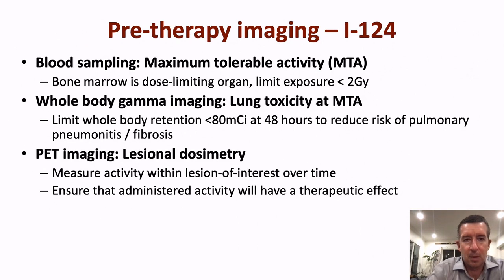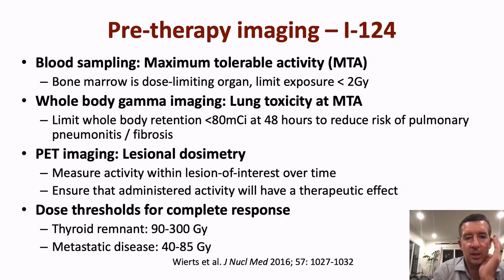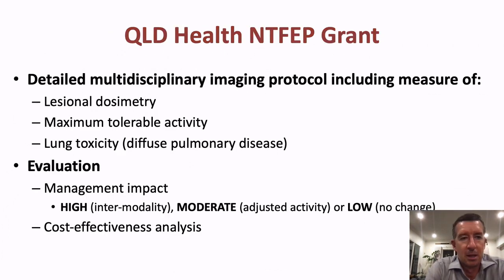So in terms of our approach to imaging at the Royal Brisbane, we use serial blood sampling to assess the maximum tolerable activity. We also evaluate for lung toxicity at that activity and can perform lesional dosimetry, measuring the activity within the lesion of interest over time to ensure that that activity will have a therapeutic effect. Our Queensland Health New Technology Funding Evaluation Program grant set up this multidisciplinary imaging protocol, including evaluation of management impact with either high, moderate or low impact, and also cost effectiveness.